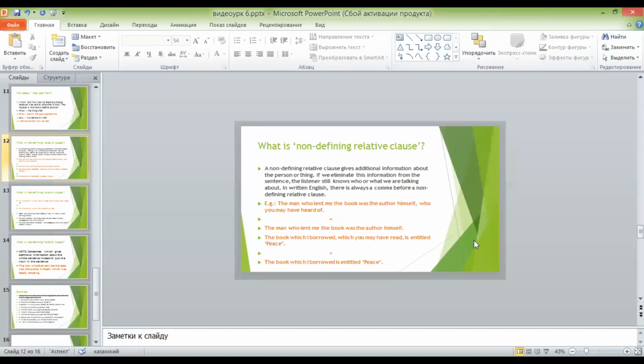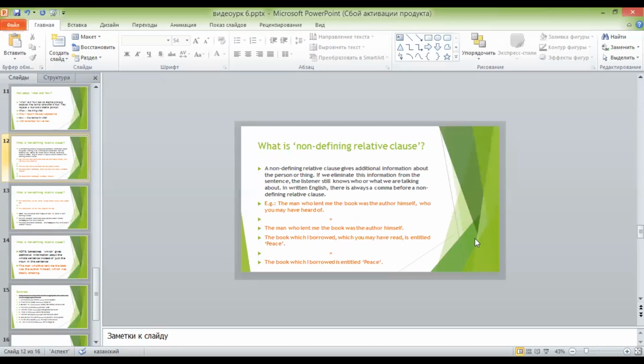What is a non-defining relative clause? A non-defining relative clause gives us additional information about the person or thing. If we eliminate this information from the sentence, the listener still knows who or what we are talking about. In written English, there is always a comma before a non-defining relative clause. For example, the man who lent me the book was the author himself, who you may have heard of.